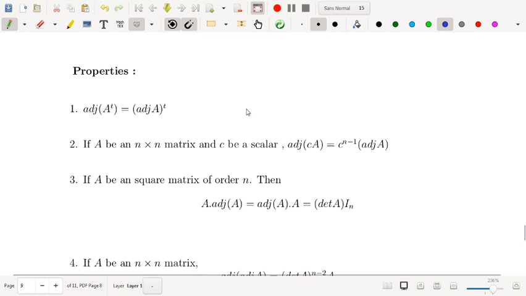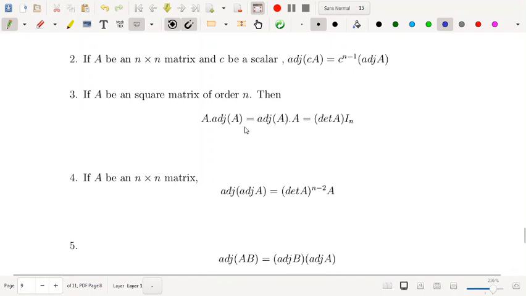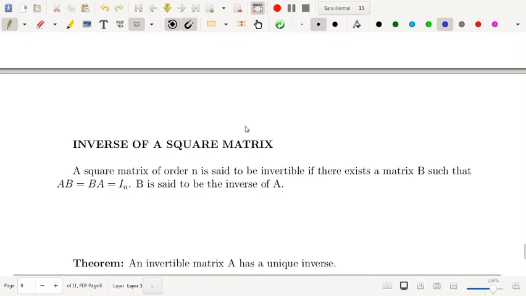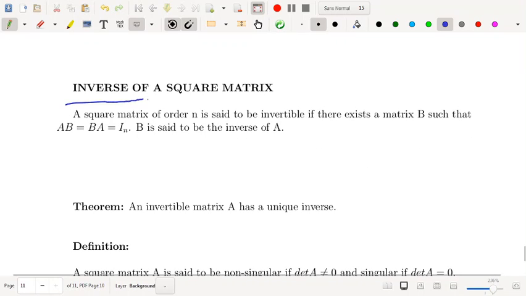Okay, there are several properties. I talked about these properties. You can check that, verify that. So I will talk about another thing, that is the inverse. That is the last section of my talk today. Actually, to find out the inverse, the determinant is required.